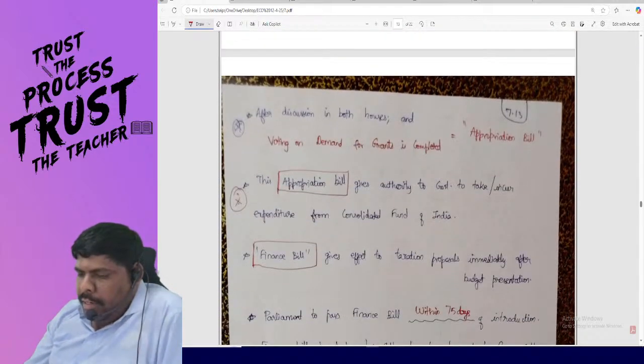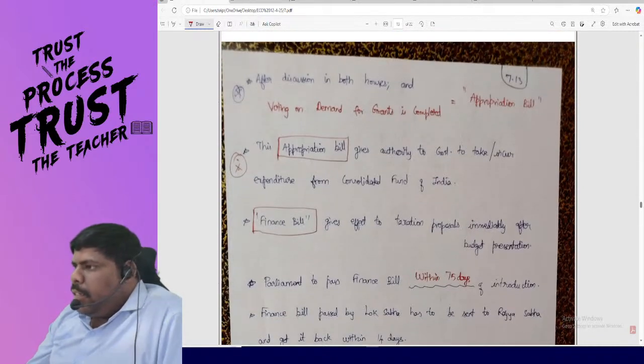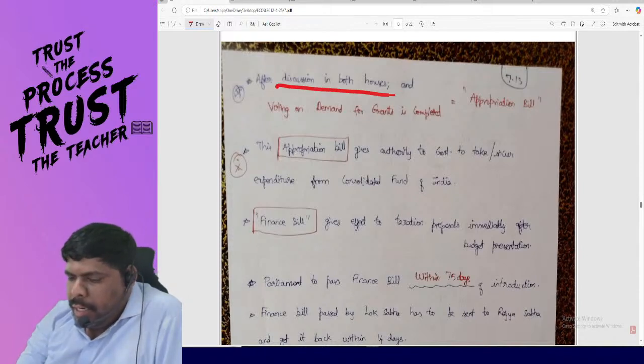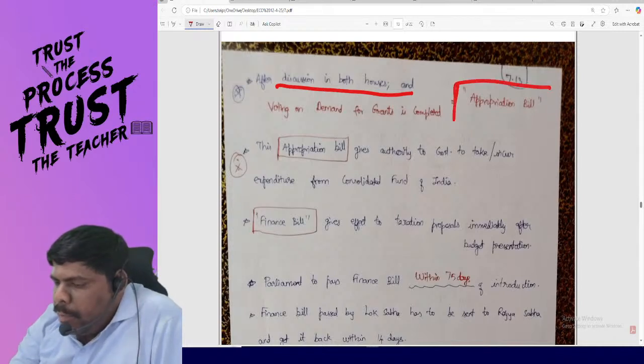Now listen. We normally see the finance minister give a speech for some 5 to 6 hours and then the budget is passed. No, that is not the practical scenario. Once the budget speech is given by the finance minister, it is placed for discussion in both the houses. After it has been approved, it is called the appropriation bill.